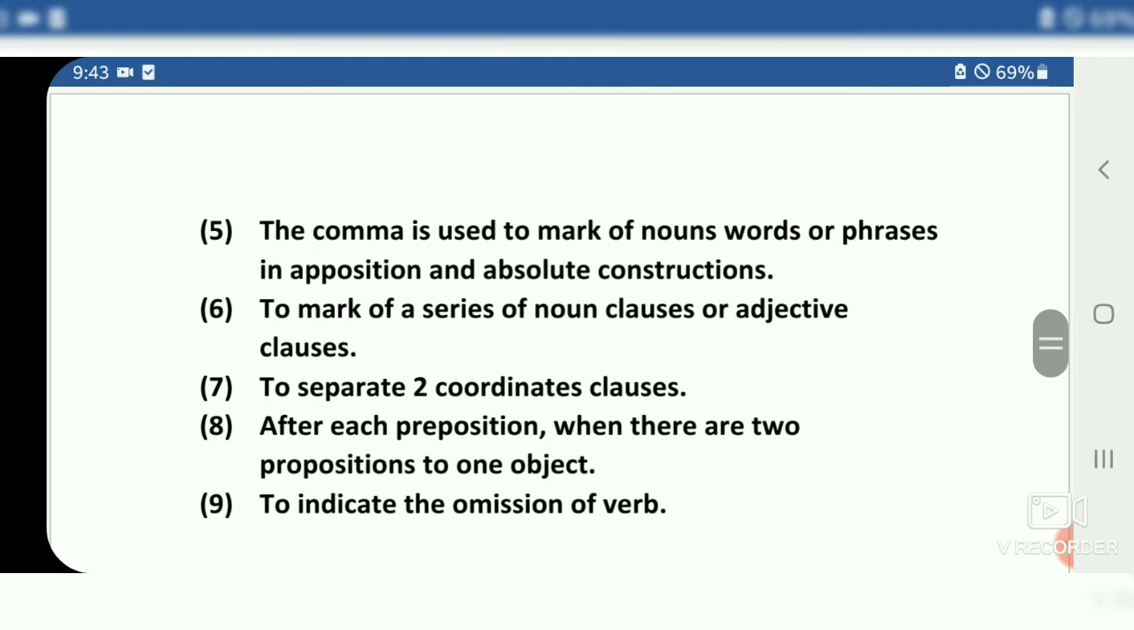And number 5, the comma is used to mark off words or phrases in apposition and absolute construction. Number 6 is to mark off a series of noun clauses or adjective clauses. And number 7 is to separate two coordinate clauses. Number 8, after each preposition when there are two prepositions to one object. Number 9, to indicate the omission of a verb.